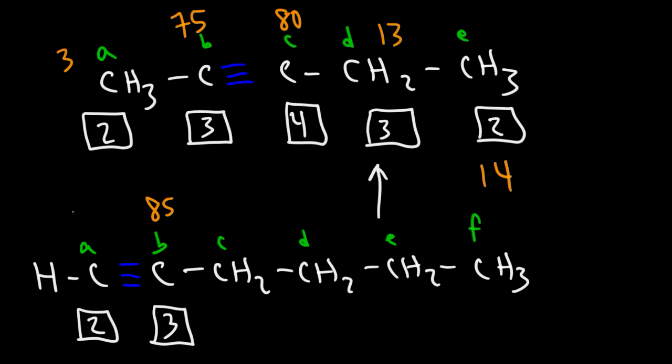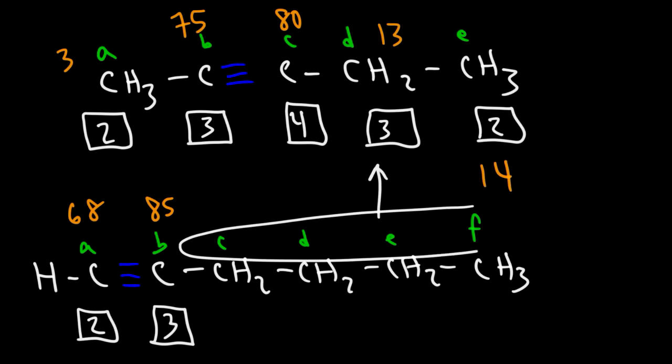For A, it's 68. Now, something that I want you to pay attention to is that for internal alkynes, the chemical shifts of the carbon atoms are fairly close. But for terminal alkynes, they're not as close. As you can see, they're further apart. And knowing that can help you to distinguish an internal alkyne from a terminal alkyne.